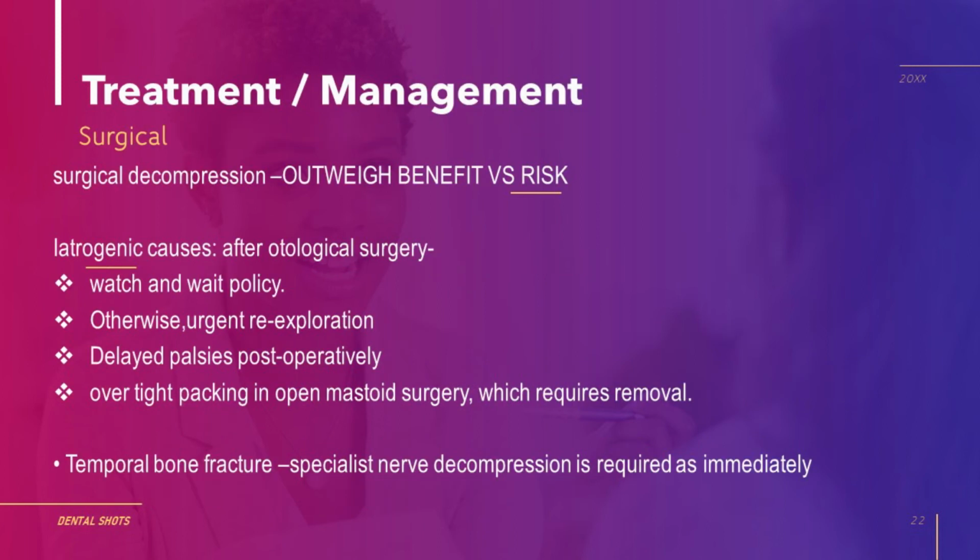Surgical decompression would be a treatment option, but it should be weighed with the benefit versus risk. If the benefit is more, then you can go ahead with the surgical decompression. In case of an iatrogenic cause, you have to watch by waiting. Sometimes, if you are sure that your iatrogenic cause is absolutely responsible for the facial nerve palsy, then you have to do an urgent re-exploration. In case of over tight packing in open mastoid surgery, you may require removal of the packing which you have done very tightly. And in temporal bone fracture, we have to do nerve decompression immediately as required.